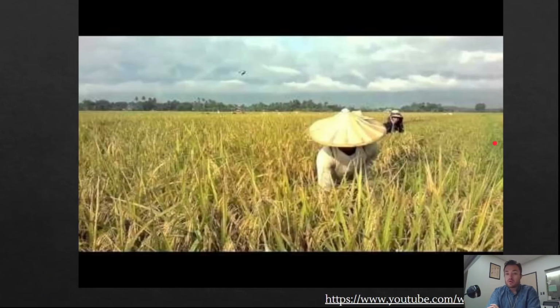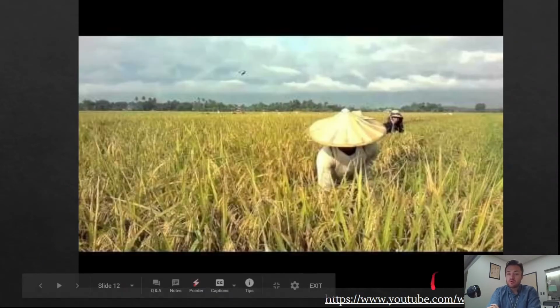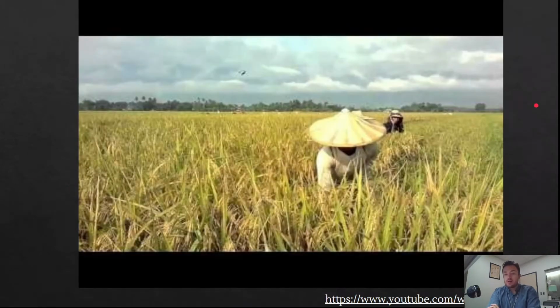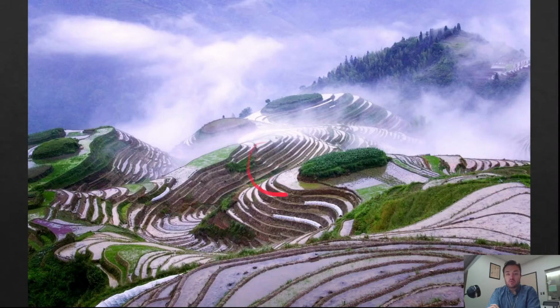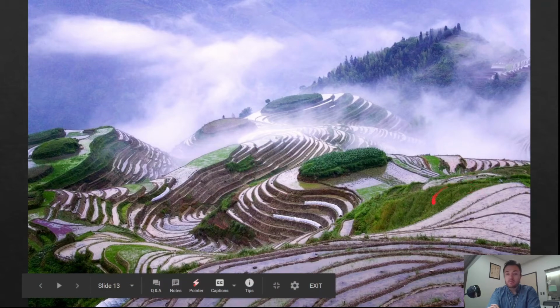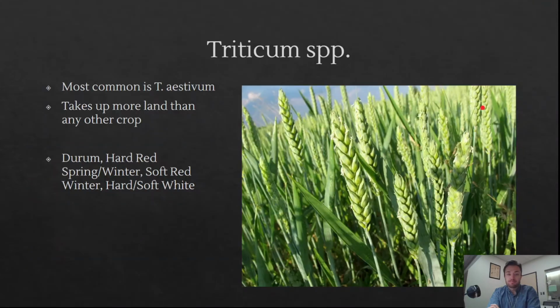They often are grown in paddy fields. We're not going to watch this video, but if you want to, you can search that URL and watch this video about how rice is grown. But these are what rice paddies look like. They're flooded for big portions of the year in order to grow them.